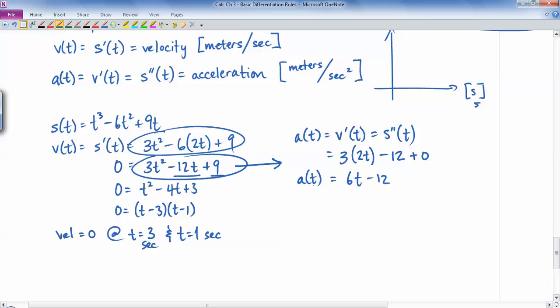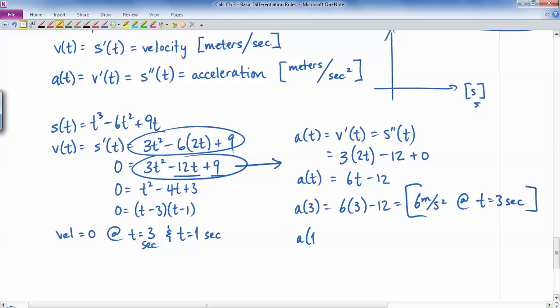And I wanted the acceleration when t was 3 and when t was 1. So at 3 seconds, the acceleration is 6 times 3 minus 12, which is 18 minus 12, which is 6 meters per second squared. And then a of 1, the acceleration at time 1, is 6 times 1 minus 12, which is negative 6 meters per second squared.